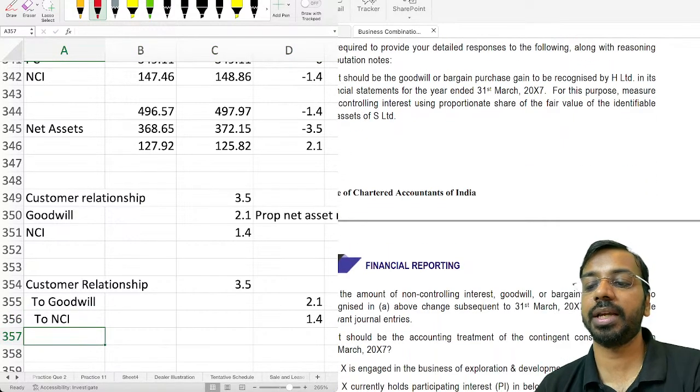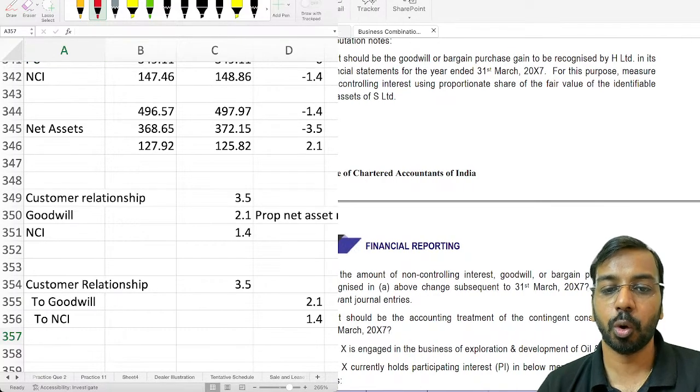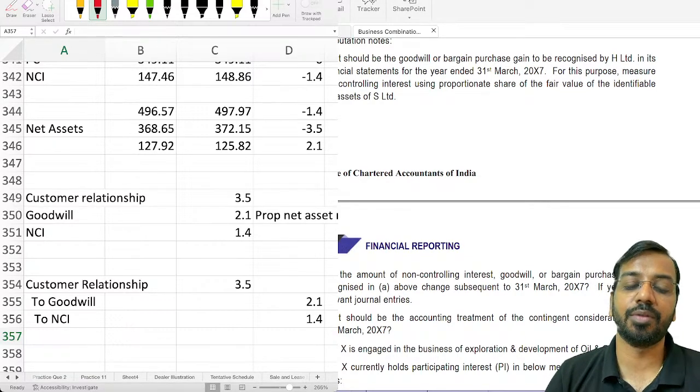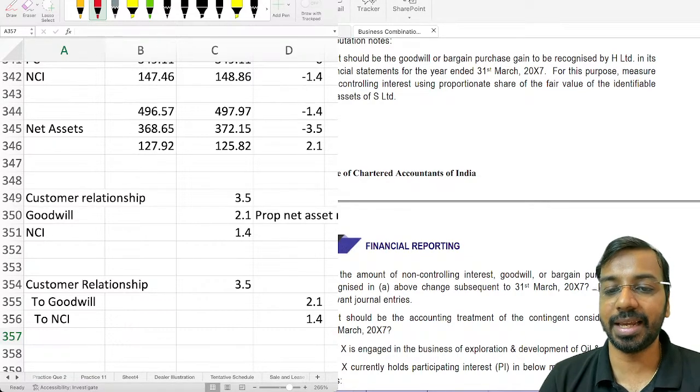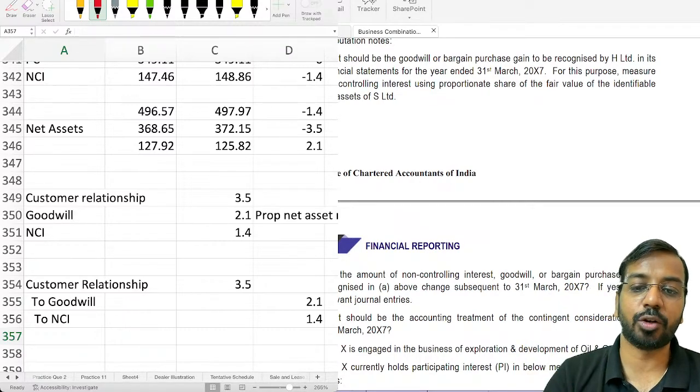What should be the accounting treatment of contingent consideration on 31st March of year 7? So contingent consideration has increased. Now that contingent consideration is a financial liability which has increased, you will account for it in P&L. The increase of 1 crore, you will take it to the P&L.